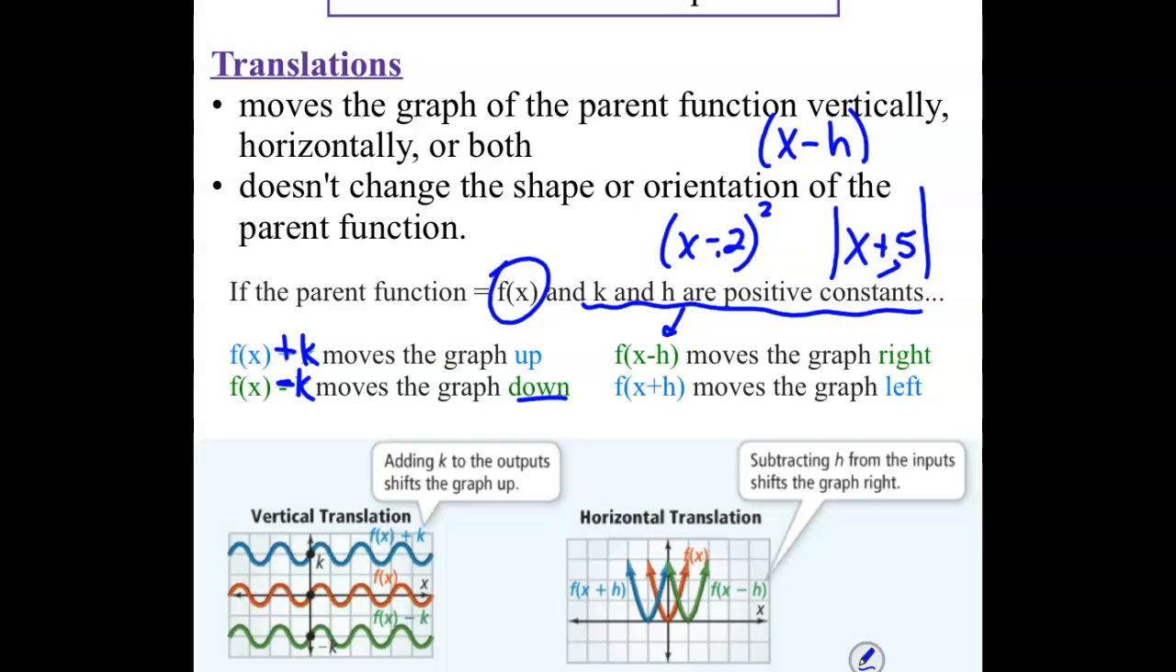One way you can figure it out is think about what would make it 0. What would make this 0? A positive 2, right? So I'm going to move to 2. What makes this 0? A negative 5. So I have to move left to negative 5. Does that make sense? Okay.